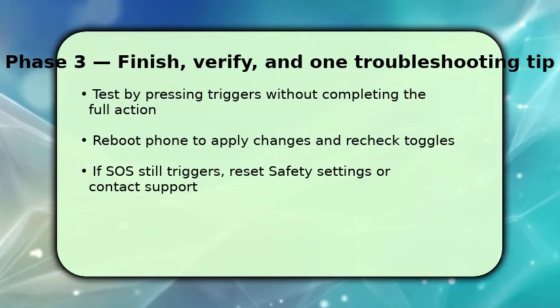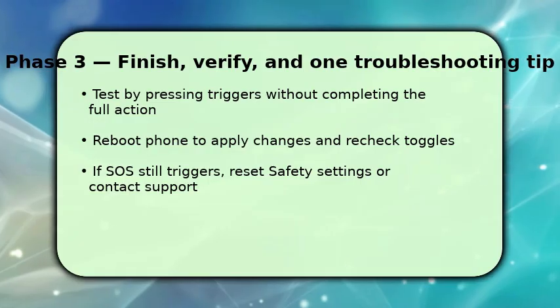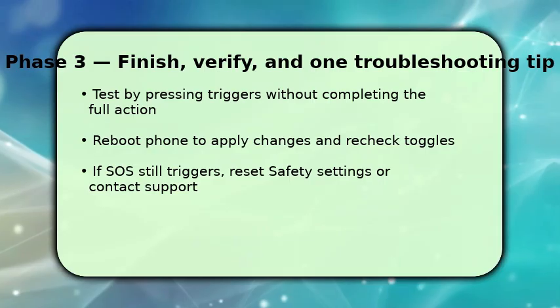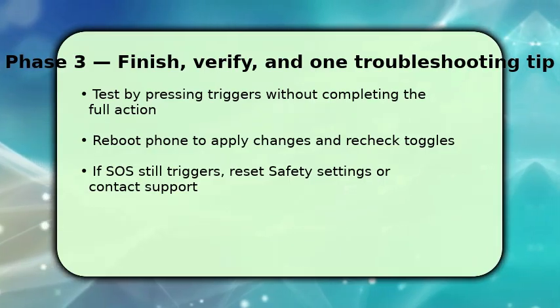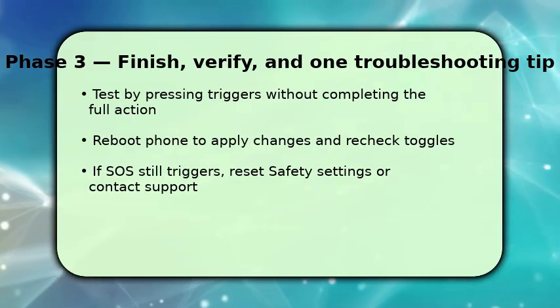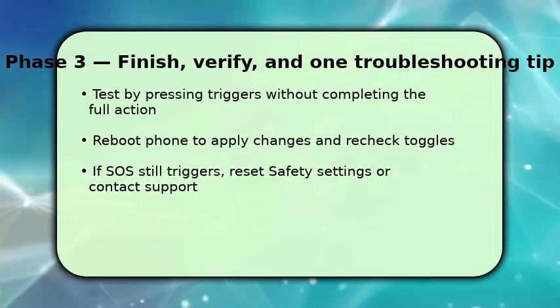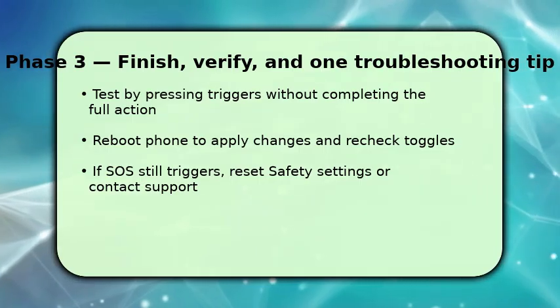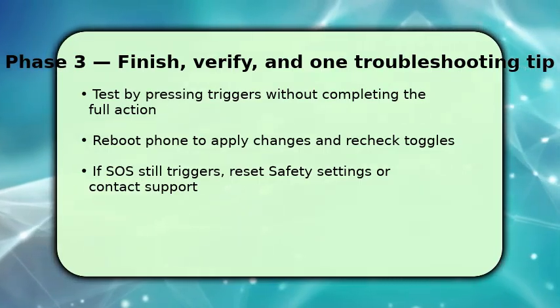Finally, verify changes by carefully testing triggers without completing a call. Short presses or simulated gestures let you confirm nothing fires. After that, reboot the phone to ensure settings apply system-wide. If SOS still activates, go back and reset safety settings or remove and re-add emergency contacts. Sometimes corrupt settings cause persistence.